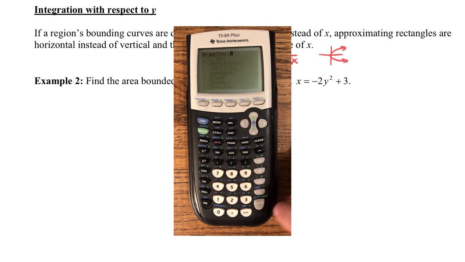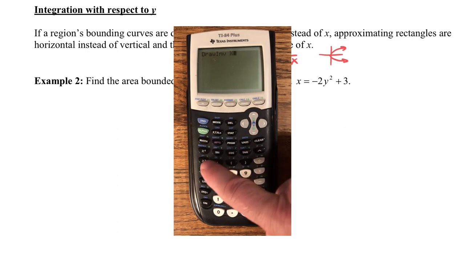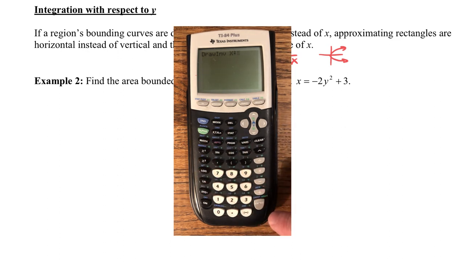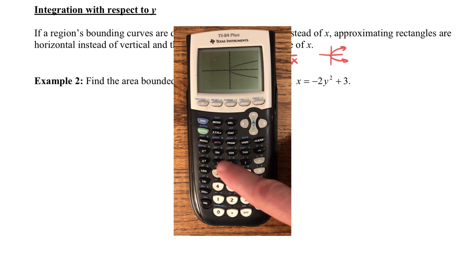So select draw inverse. And then I really want to draw x equals y squared. But what we do is just punch in x squared. It's going to do the inverse of that, which would be y squared. In other words, x equals y squared. So hit draw inverse x squared, hit enter, and that's that graph. And then go second quit to get out of there.